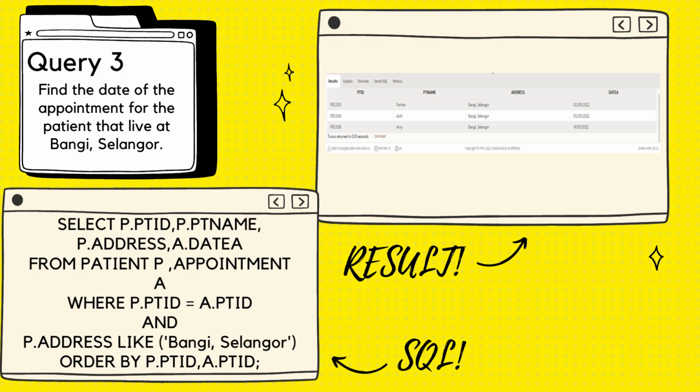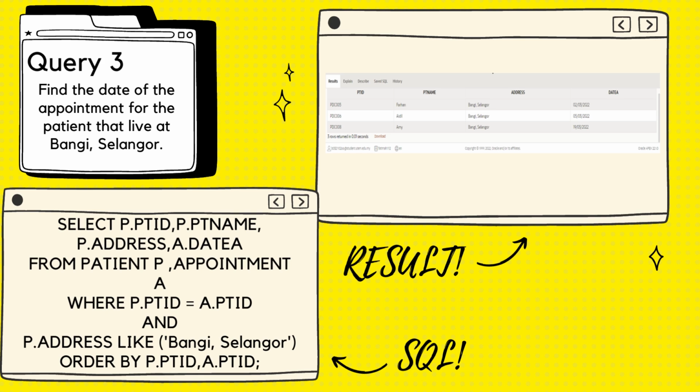Hi, I am Fatima and I will explain about query 3. This query is to find the date of the appointment for the patients that live at Bangi, Selangor. For this query, we need to join 2 tables, which are patient and appointment. Therefore, we use EQJoin to join those tables.